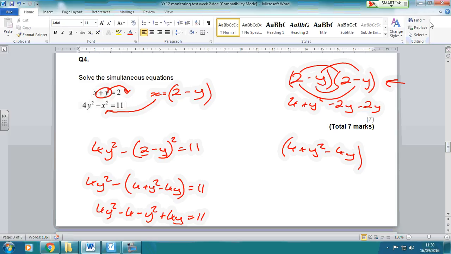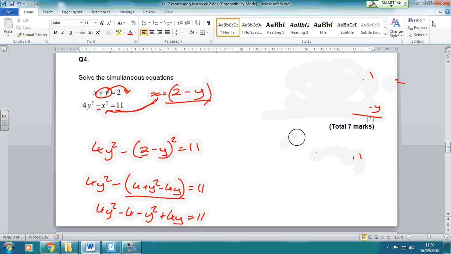Now, if that's gone too fast, go back, check it again. So we've substituted this x into here. Have a look, it's the minus x squared. So we're going to figure out what x squared is. So we're going to figure out what 2 minus y squared is, which we did over here. And it's going to be minus all of that, which means that everything in this bracket here has got to change signs.